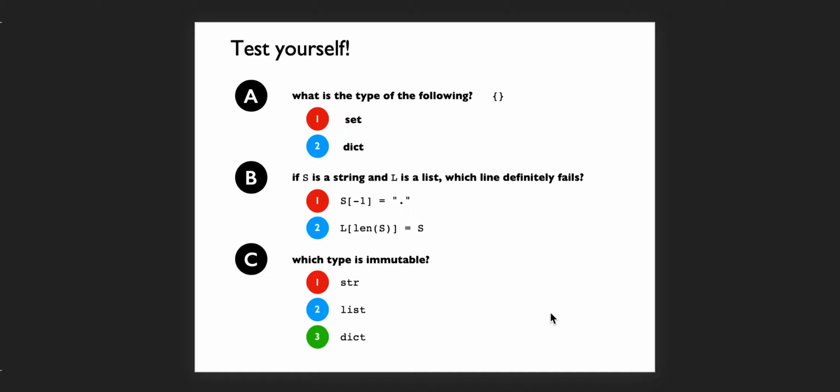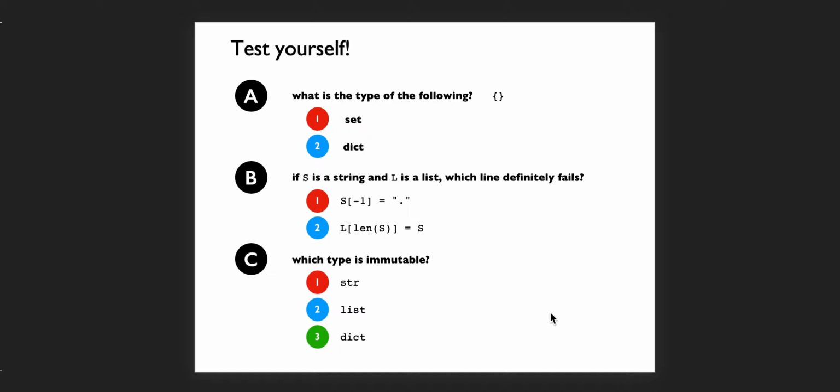Alright, let's move on to question B, which is sort of tricky when compared to questions A and C. Let's take a minute to read this question slowly. The question suggests that there is a string S and there is a list L. You don't have any other information about exactly what is stored in the string or what items are stored in the list. Given such a background, which line is definitely guaranteed to fail?